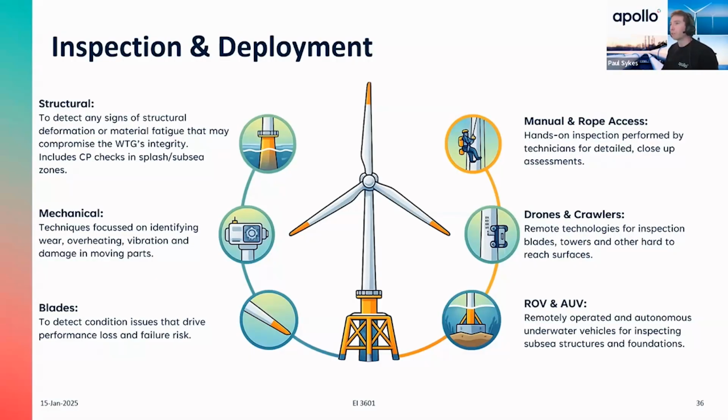These techniques are deployed using a variety of access methods: hands-on inspection using rope access, or remote technologies like drones and crawlers above water, or subsea, you've got ROVs and autonomous vehicles. So the guidance tries to highlight that the choice of technique and deployment method should consider factors such as the component criticality, any access restraints, and the general environmental conditions, as well as keeping an eye on cost.